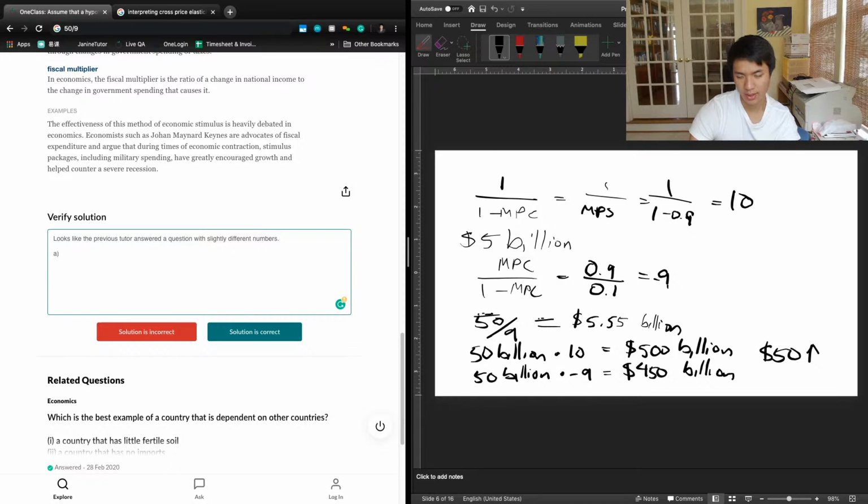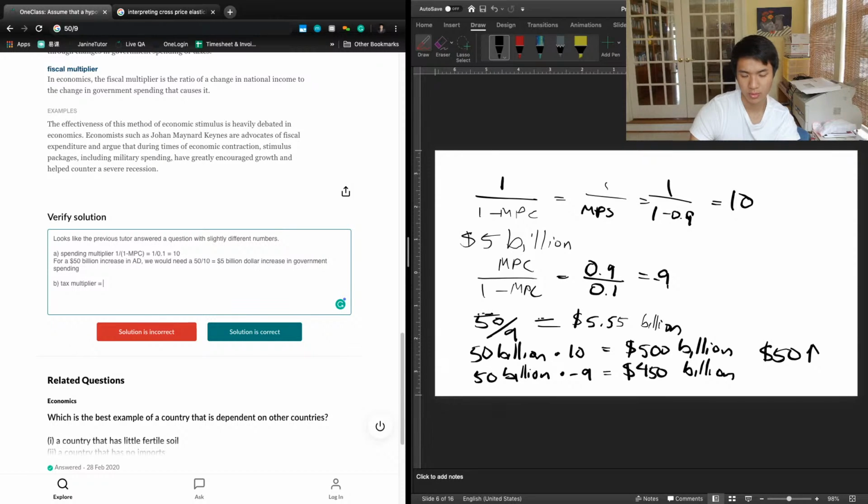For A, we would say that 1 divided by 1 minus MPC is equal to 1 divided by 0.1, which is equal to 10, and that's the spending multiplier. For a $50 billion increase in AD, we would need 50 divided by 10 equals a $5 billion increase in government spending.